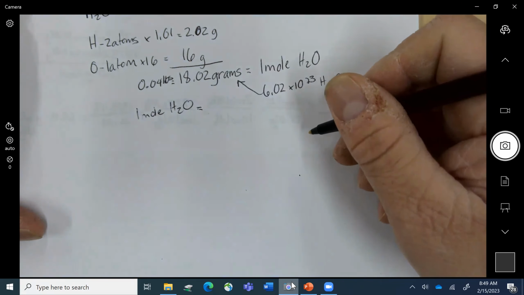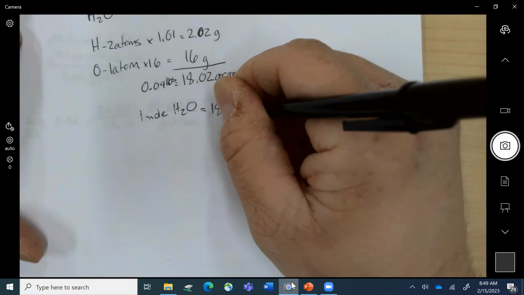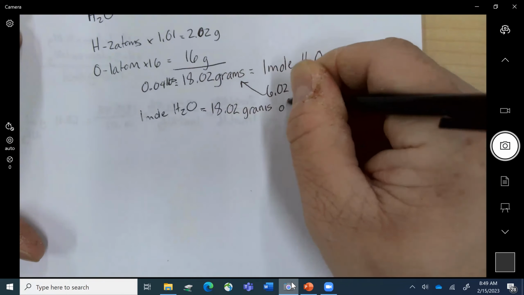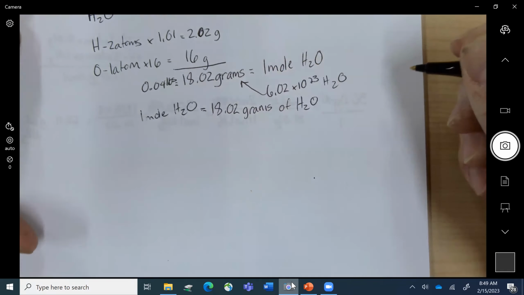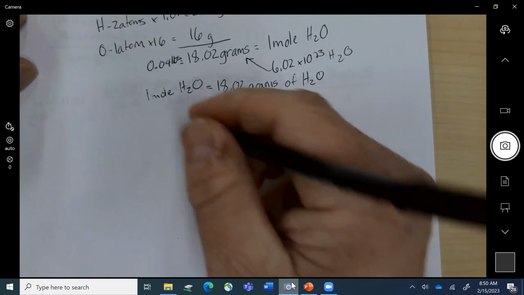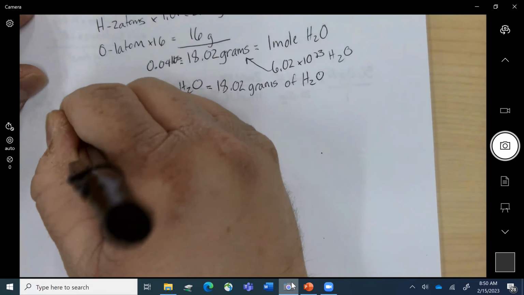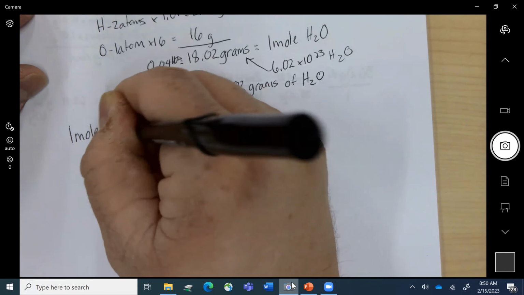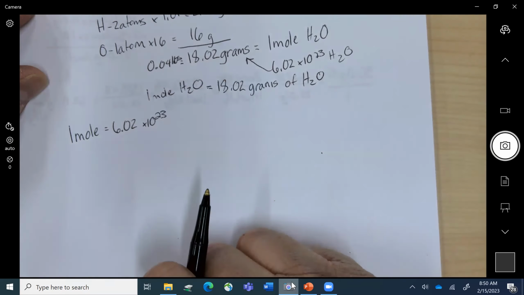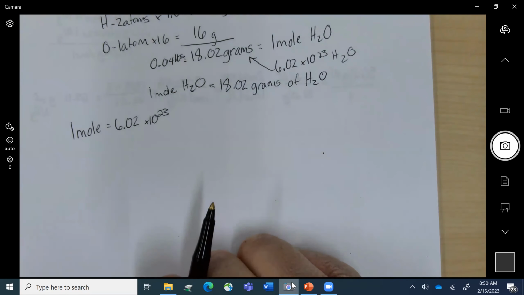1 mole of water equals 18.02 grams of H2O. We need to start making sure that we label these, okay? And if you remember, 1 mole equals 6.02 times 10 to the 23rd. Does everyone agree with that?